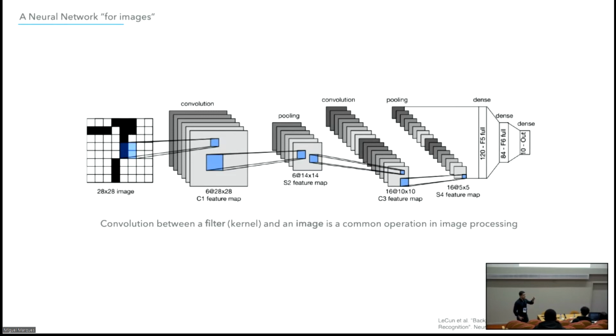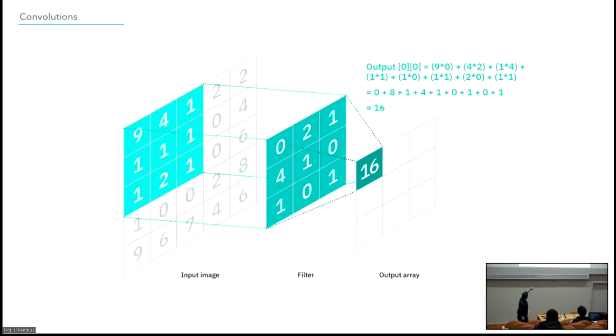But in this case, these filters are learned. So we say we are going to apply convolutions. Convolutions are basically the multiplication of each pixel value with the value of the kernel, and we sum everything together. So this is exactly the same thing that we do in a neural network. We multiply the weight by the input, and we do a linear combination of all the weights times the inputs.